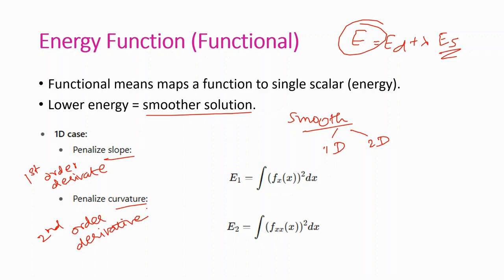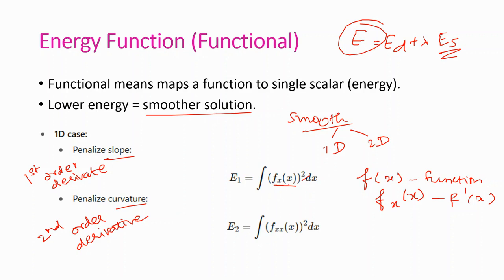So f of x is nothing but the original function. This function gives the slope at a point, and the derivative can also be written as f dash of x. So this part is the derivative. Why are we taking the square? Because larger slopes are penalized more. If we get more penalization, then the smoothness will be much better.